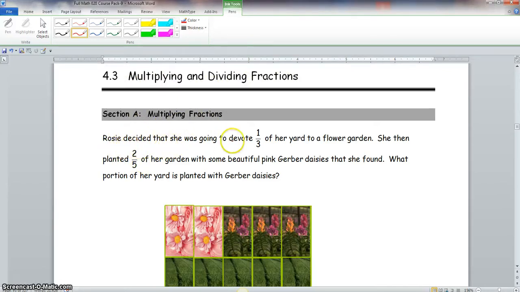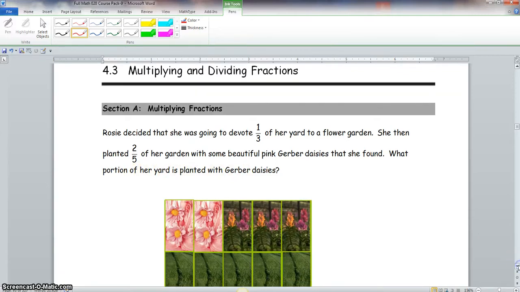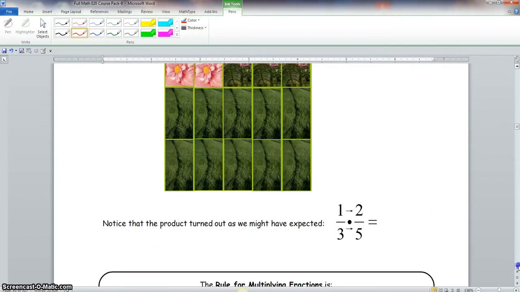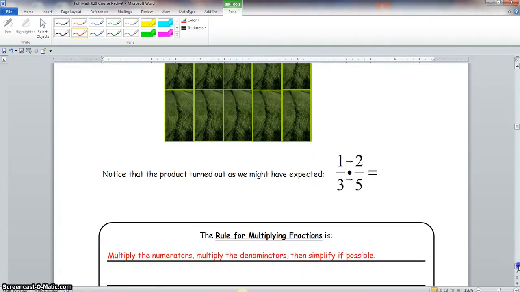Rosie decided that she was going to devote 1/3 of her yard to a flower garden. She then planted 2/5 of her garden with some beautiful pink Gerber daisies that she found. What portion of her yard is planted with Gerber daisies? Now, we're given a visual picture here. And now we will write this as a fraction.